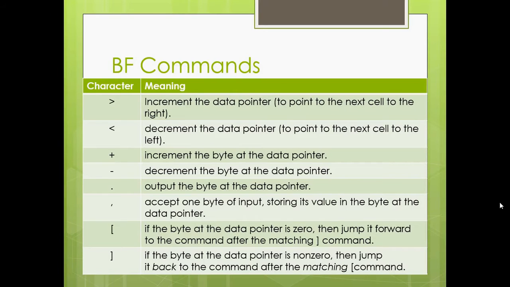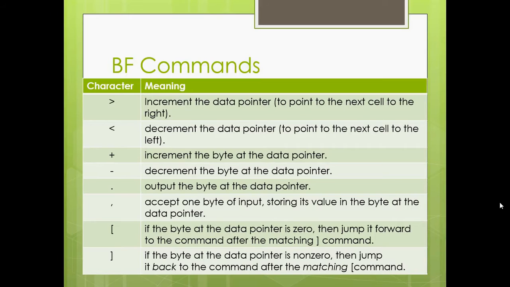We have the plus symbol, which increments the value or the byte at the data pointer by 1 each time you use it. So if you have a large value, say 10, you will have to use it 10 times to get 10 stored in that current cell. Then we have the minus symbol, which decrements the byte at the data pointer.